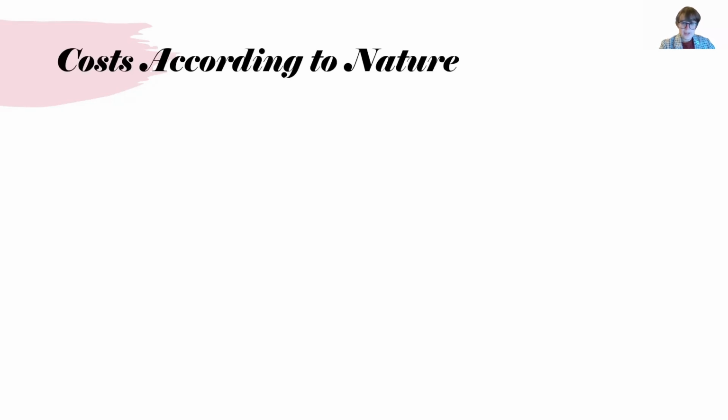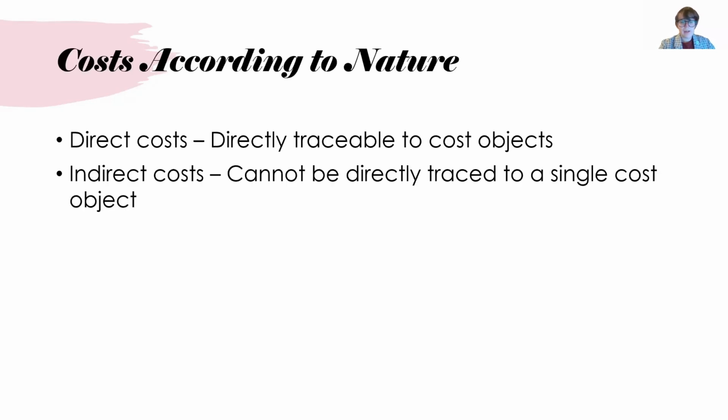Costs according to nature then, we simply split up into direct costs and indirect costs. Our direct costs are going to be directly traceable to our cost objects, whilst our indirect costs cannot be directly traced to a single cost object. And the final thing to be aware of when we are looking at this is the cost transformation model, which consists of 6 key elements.